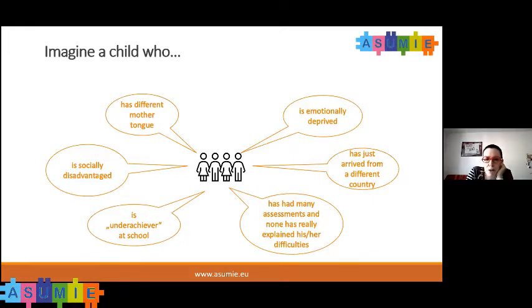Or maybe imagine a child who has had many assessments done before, and none has really explained why he or she is facing difficulties at school. For some reason, the child has difficulties at school, and the outcomes of the assessment just keep on saying the same results. They prove the results, but it doesn't explain the problem.